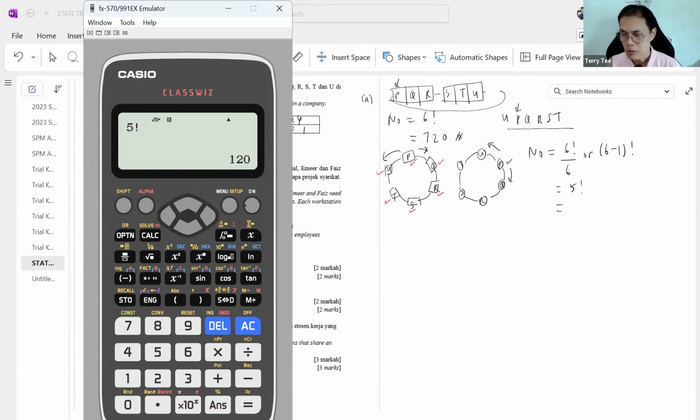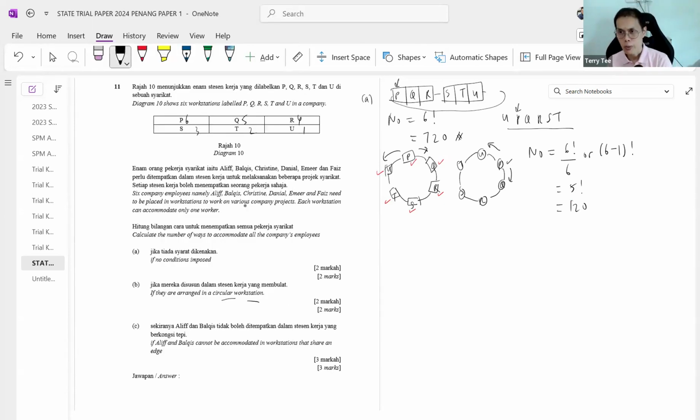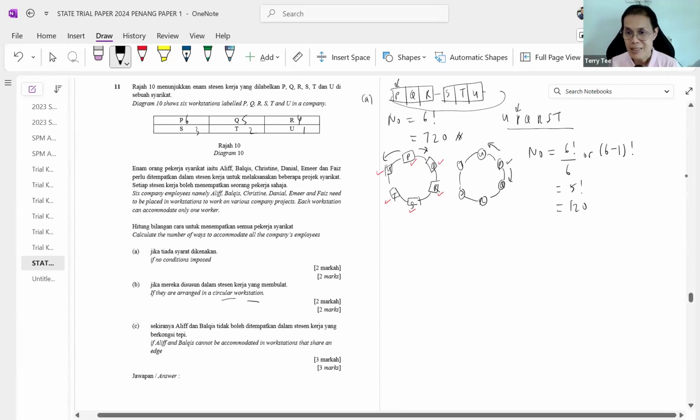Another way of thinking is this. If you don't want to think about rotating, you can fix the position of the first person. Let's say you fix Alif. Then you arrange the rest of them. When you arrange the rest, you have 5, 4, 3, 2, 1, or 5 factorial ways of arranging them, which also gives us the same answer, 120.